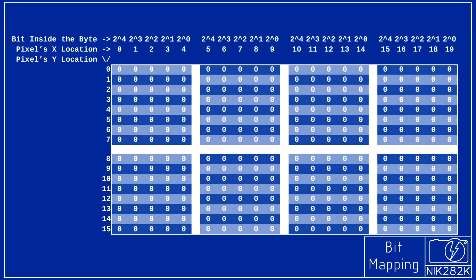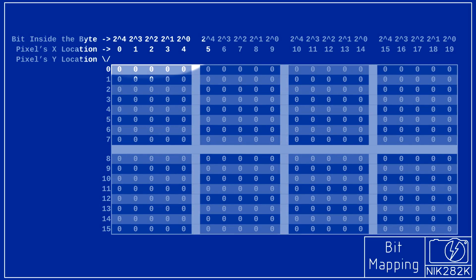To find the value for any given point, what I'm really looking for is exactly where inside a given byte I should change a 0 to a 1. Looking at just the 0th row of the first character, we can see that the 0th pixel corresponds to the 2 to the power 4 bit. The first pixel corresponds to the 2 to the power 3rd bit, and so on to the 4th pixel, which corresponds to the 2 to the power 0 bit. This means that the bit value is equal to 2 to the power of 4 minus x. For an x value of 0, we get 2 to the power of 4, and for an x value of 4, we get 2 to the power of 0.